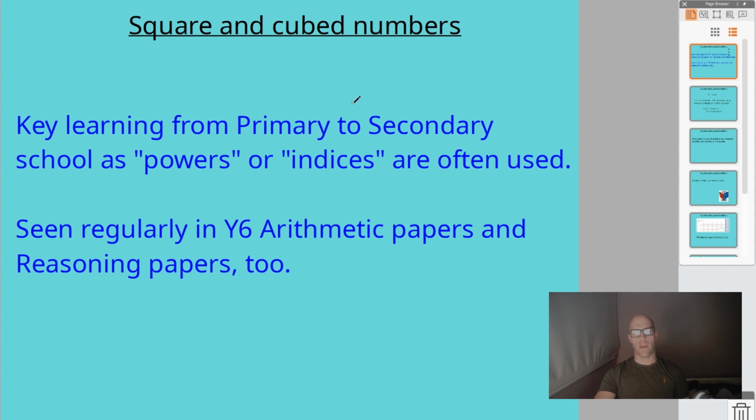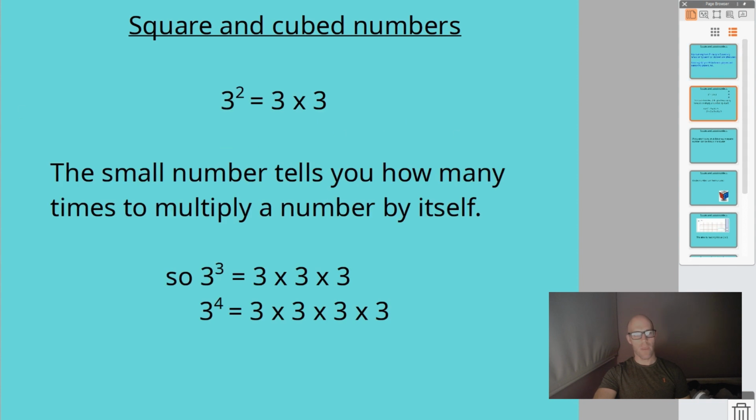As I've said in the notes here, it's very useful in secondary as powers or indices are used, and we do see them in reasoning papers as well as arithmetic. Shouldn't be too complicated, but they are going to form the foundation of lots of questions when you get to secondary. In simple terms, the small number that you see shows you how many times you're multiplying the number by itself. So here we've got 3 and a little 2. It's telling you to multiply the number 3 together twice.